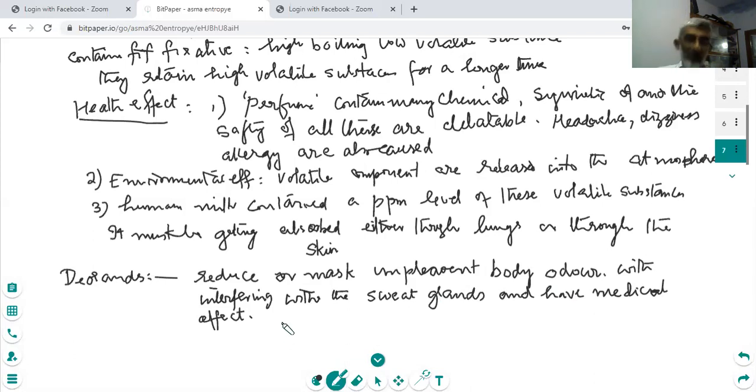Okay, so actually what these compounds do is they inhibit the bacteria which cause the bad odor. Okay, that is how they work.